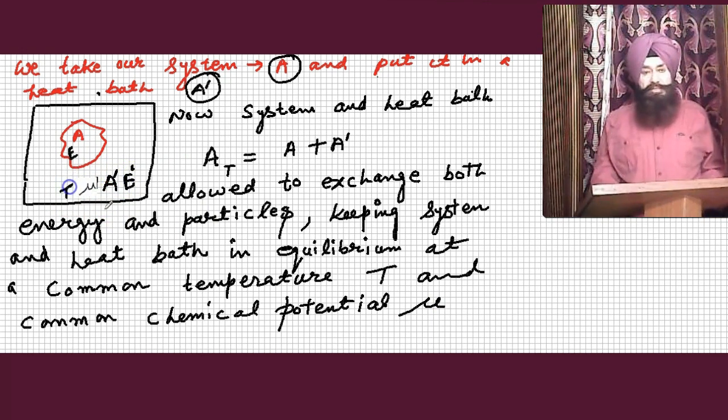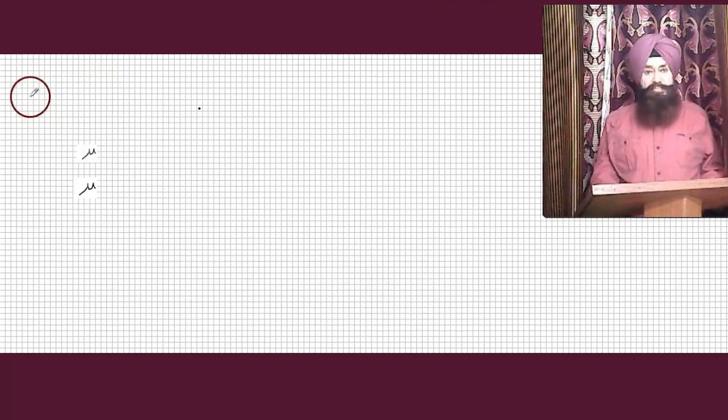So at any instant, energy of the system is E and energy of the heat bath is E dash. Temperature T is the same, and mu is also the same. Mu is same, T is same.